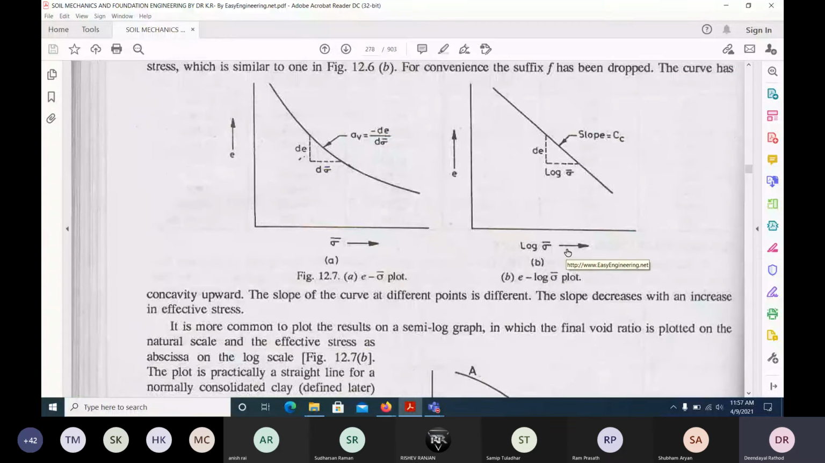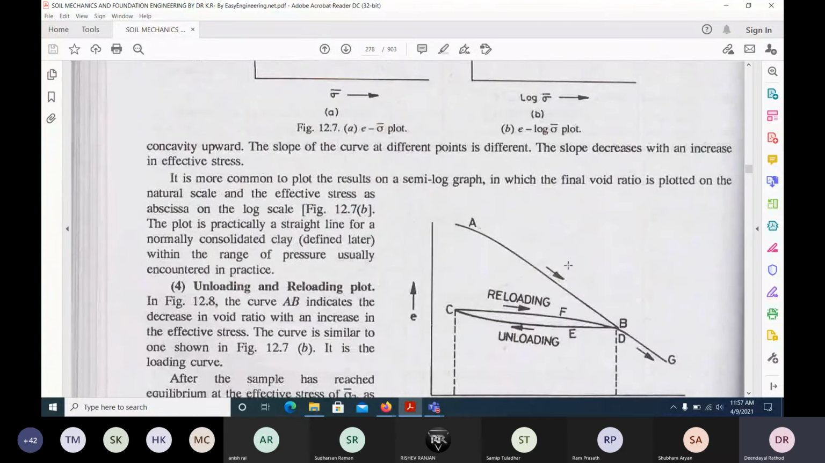This test anyway we will do when you return to NIT. We have this consolidation test. I'll ask you to prepare a sample and apply load, and if I ask you to draw a curve, we can easily draw it using the dial gauge readings. So that's what is involved.